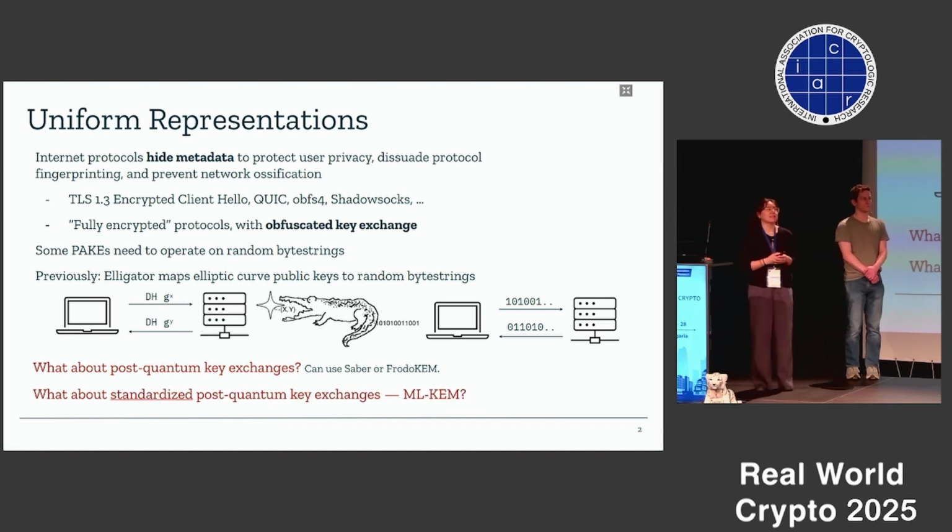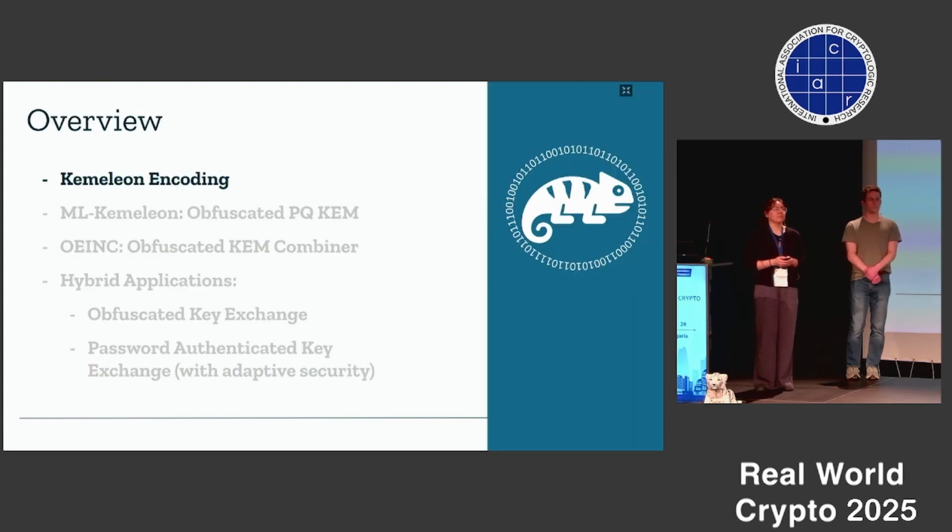But the situation is not exactly the same for ML-KEM. So in this talk, I'll start with introducing our Kemeleon encoding, which takes ML-KEM public keys and ciphertexts and maps these to random byte strings.